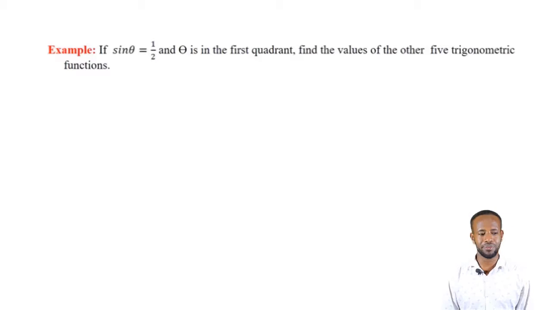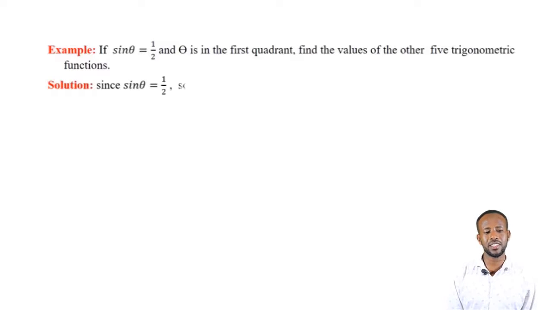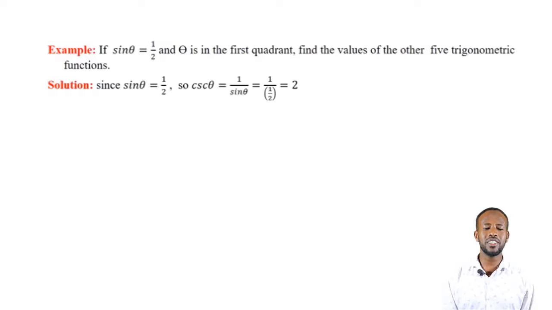Now let us see the solution. Since sine theta is equal to 1 over 2, we can easily get cosecant theta.